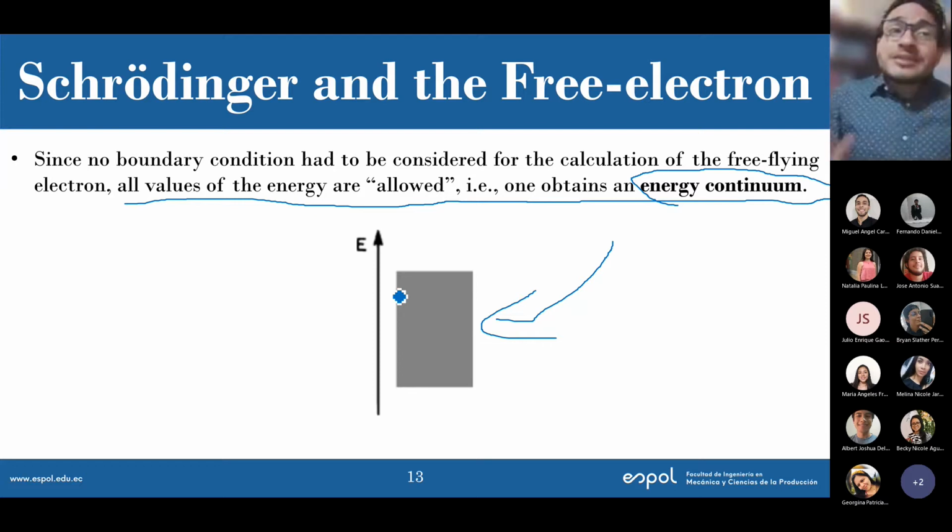And at this point, this statement might seem quite trivial, but when we jump into the next case, that is the bound electron, you'll see why this is so relevant. So at this point, again, you get an energy continuum. That means a full range of values of energy that are possible, that are allowed for the system. Basically, there is no restriction of energy values. So far, so clear, guys?